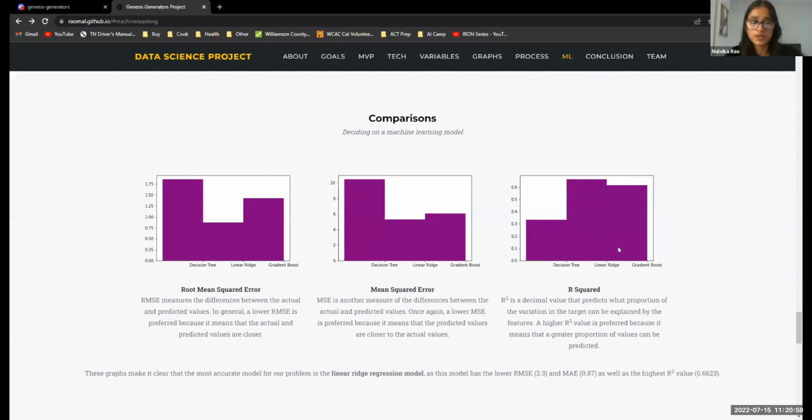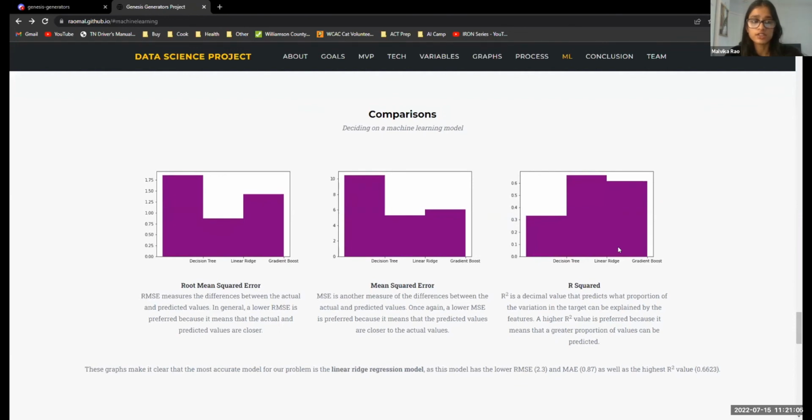R squared measures the proportion of values that can be predicted accurately by our model, so a higher R squared is preferred. These graphs clearly show that linear ridge regression is our most accurate model, since it has the lowest RMSE and MSE as well as the highest R squared.